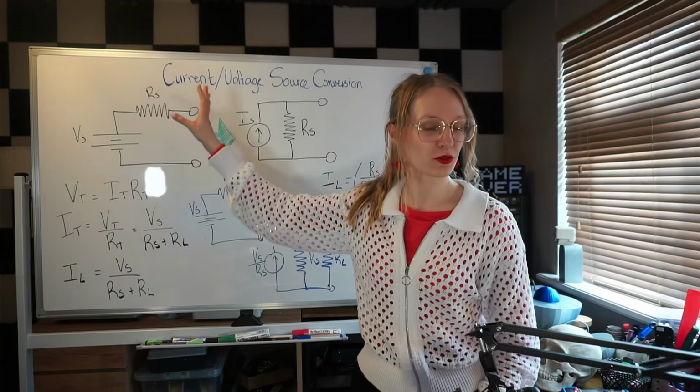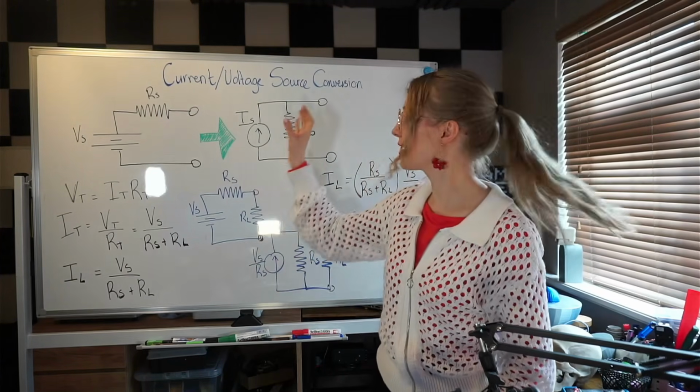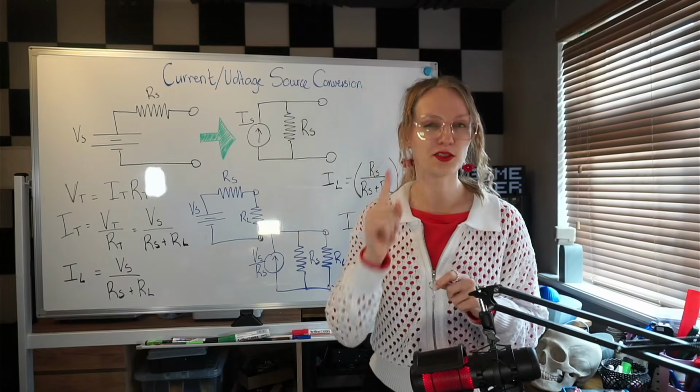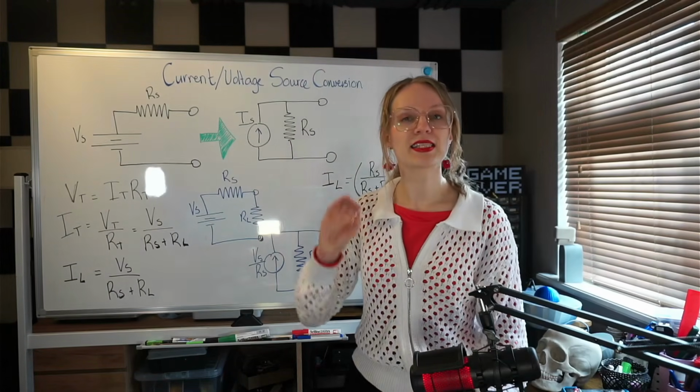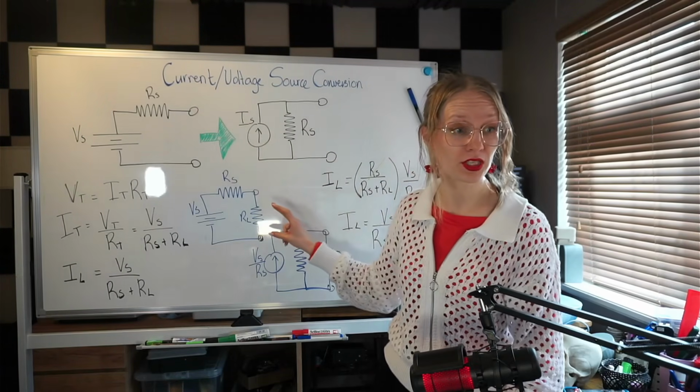Here we have a voltage source with a resistor in series, and we can convert it to an ideal current source by placing the resistor in parallel. Is that cheating? No. And I can show you why. Let's start by talking about it from the perspective of a load. In between these two points, let's put a resistor.